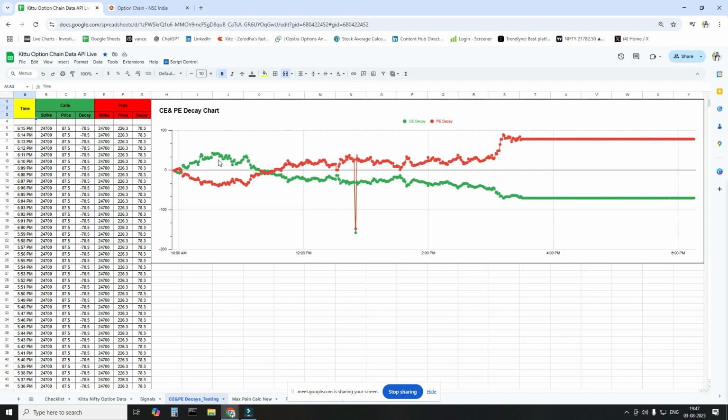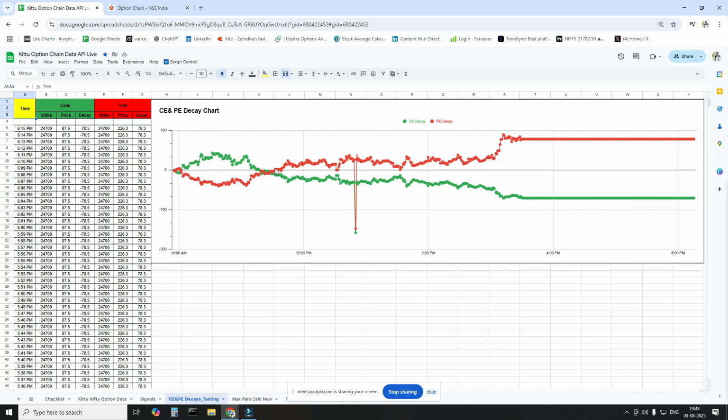Why? Because the market is in a bullish segment. There might be a few open interest and other instances that also happen. But if you see this indication when it comes to decay, maybe around 11 o'clock, I will also mention the timing in this area, we can see a crossover in the decays. So this is also one kind of a checklist.